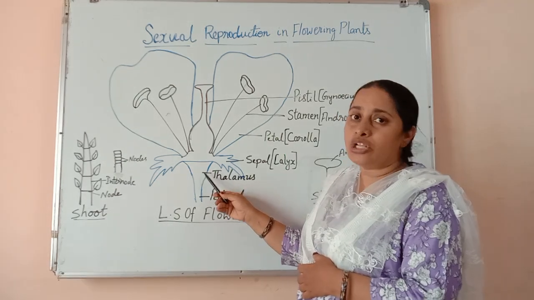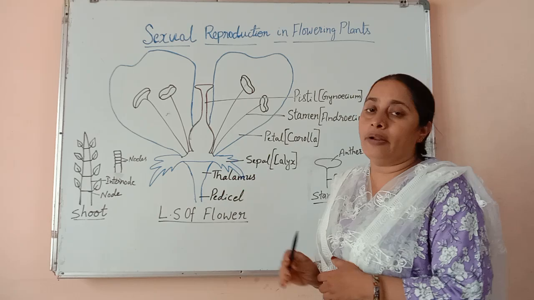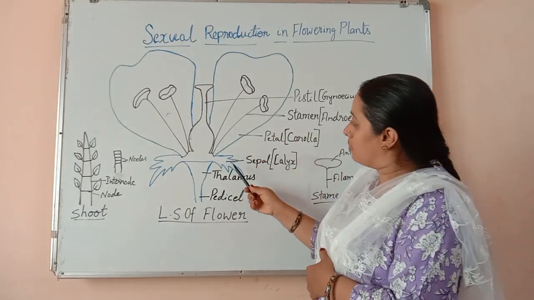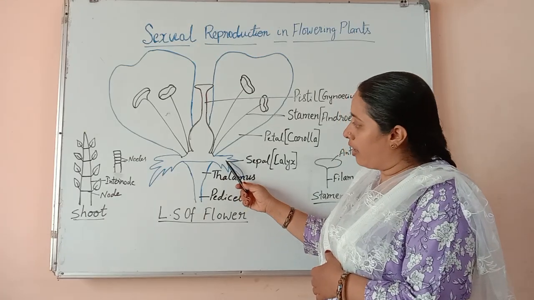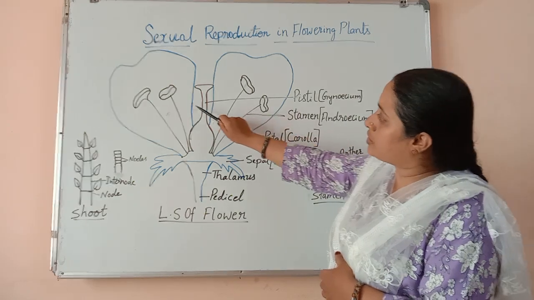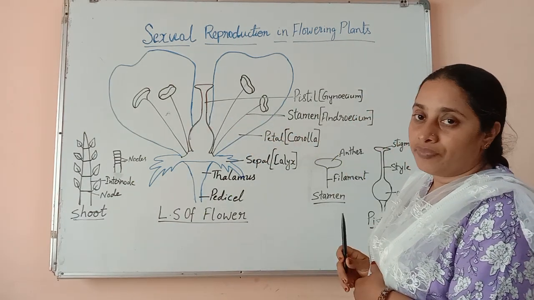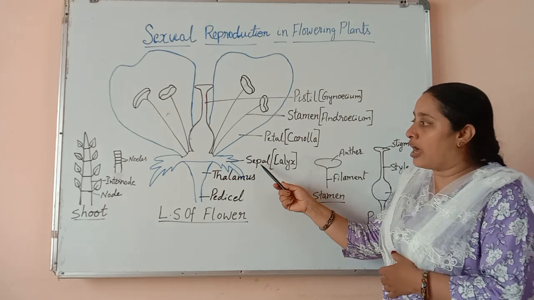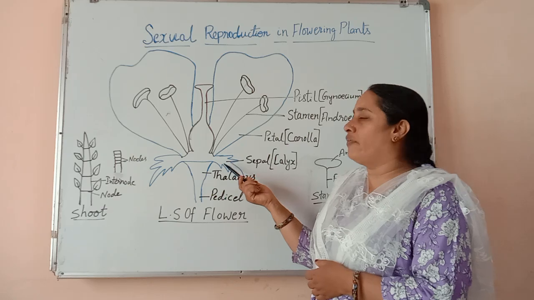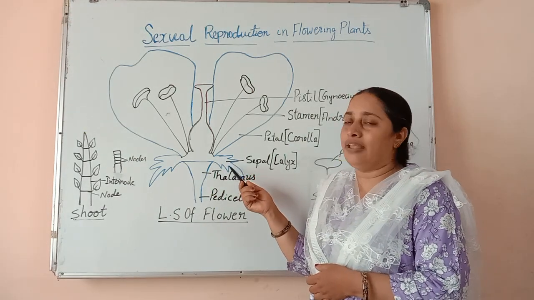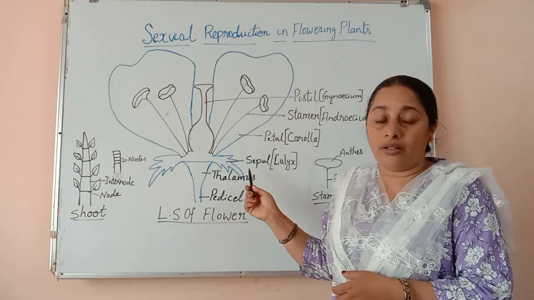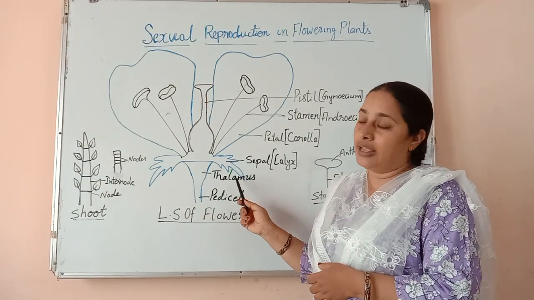Now, on this thalamus, we see there are 4 different whorls of the flower. They are namely sepal, petal, stamens, and then pistil. Dear students, sepals are usually greenish in color. In some flowers they are very small, in some flowers they are a little large also, and they have so many different shapes in different species.